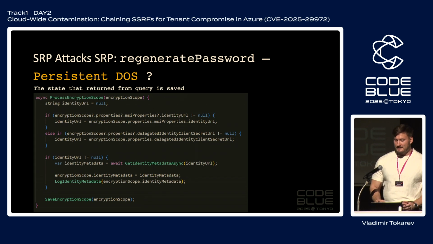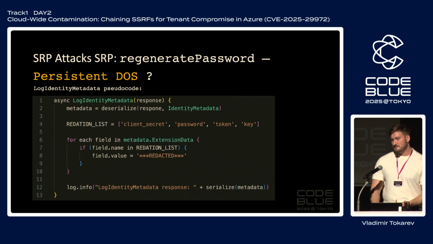And so let's take a look at how this metadata, or in this case, the SSH password, is being handled. Basically, we can see that this information is being logged. And this is the pseudocode, again, for the log identity metadata.